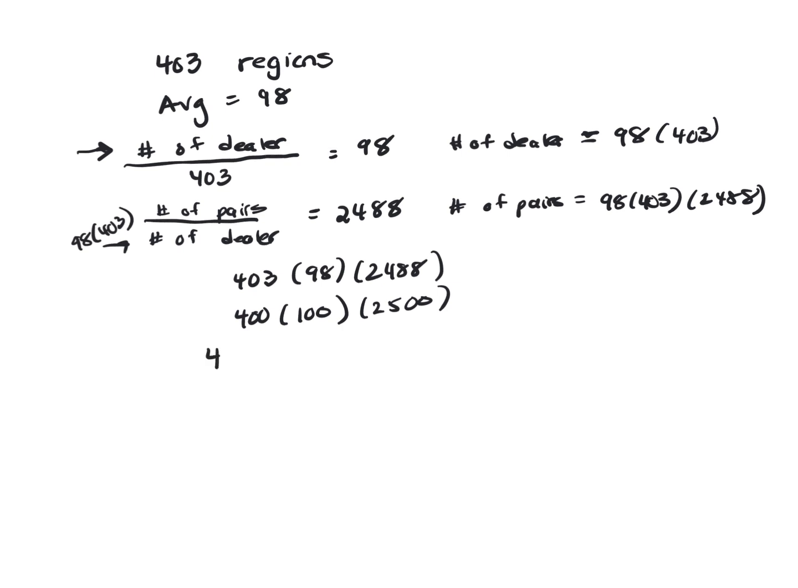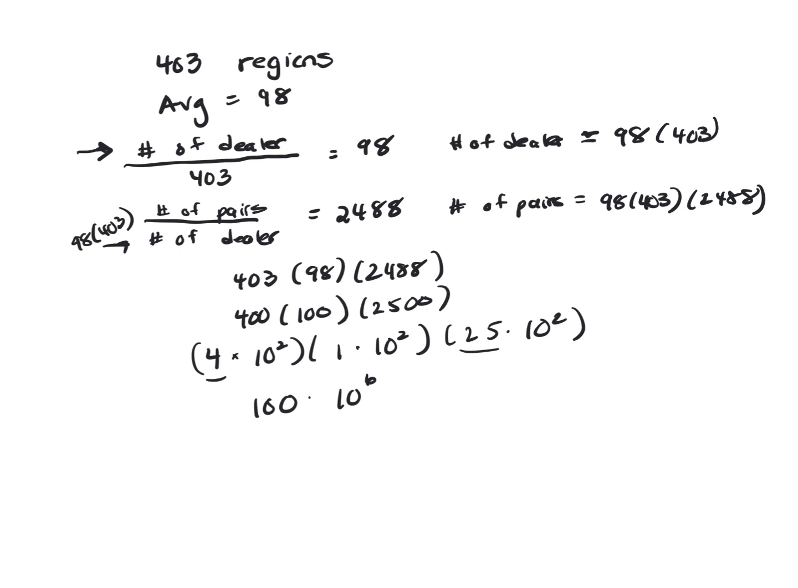So 400 is 4 times 10 to the second. 100 is 1 times 10 to the second. And 2,500 is 25 times 10 to the second. So we've got 4 times 25 is 100 times 10 to the 6, because when you multiply like bases, you add your exponents. So 2 plus 2 plus 2.